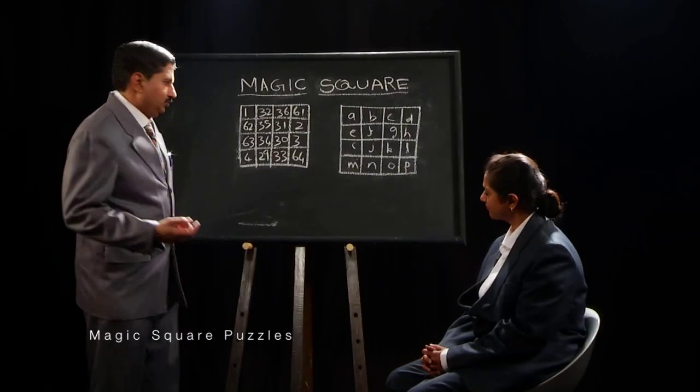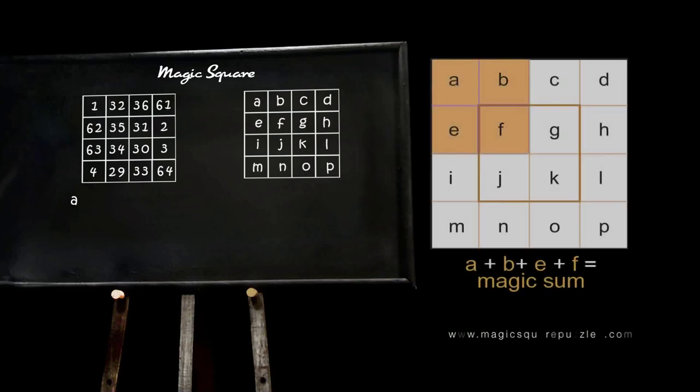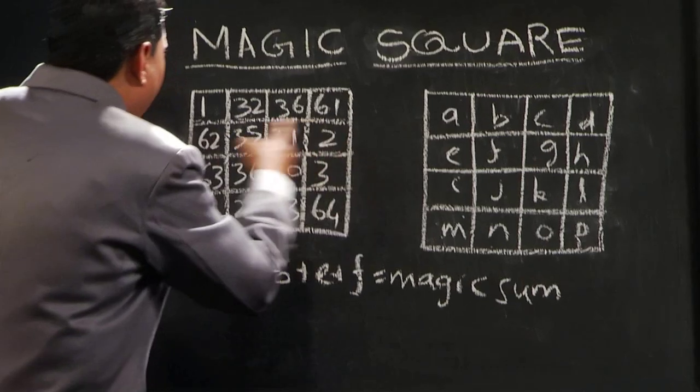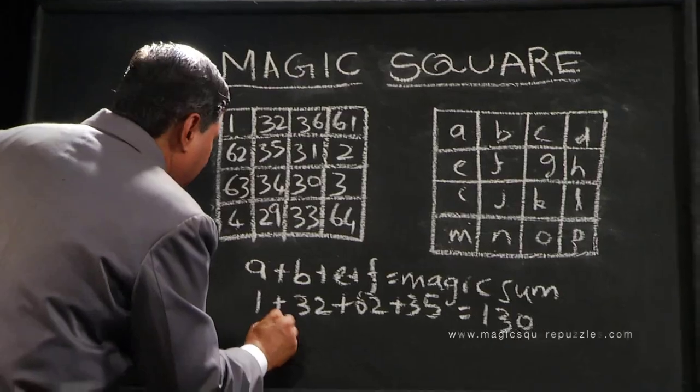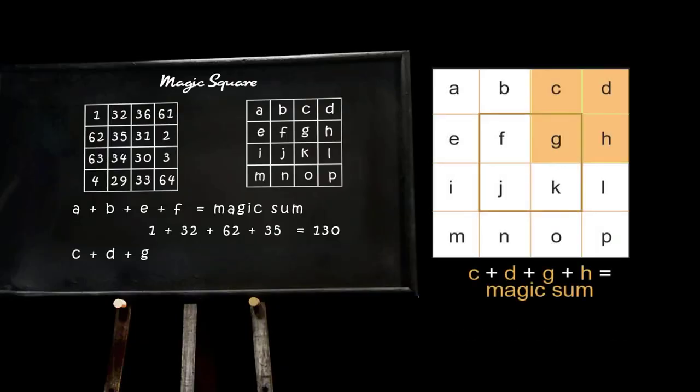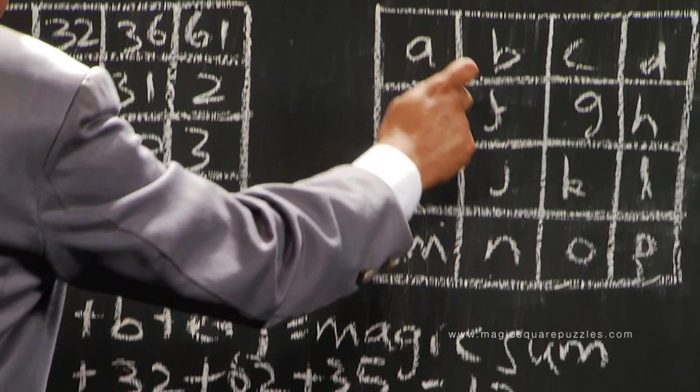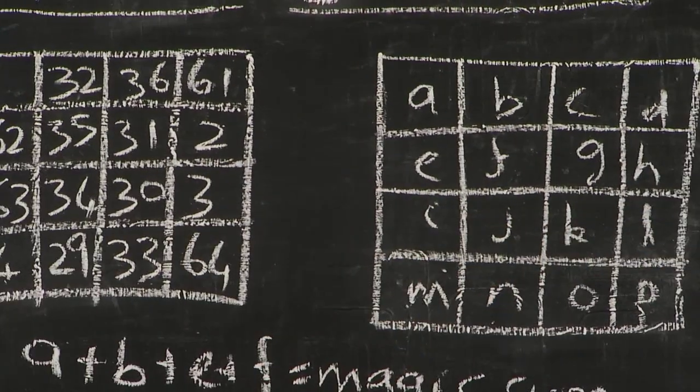Now I will tell you some more rules also. Okay. A plus B plus E plus F gives you the magic sum. A is 1 plus 32 plus 62 plus 35. This gives you the magic sum of 130. Then another rule is C plus D plus G plus H. That again gives you the magic sum. C is 36, D is 61 plus G is 31 plus H is 2, equal to 130. Okay, these two by two blocks give you the magic sum.